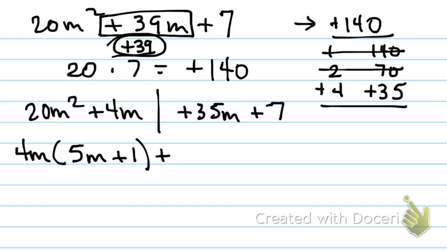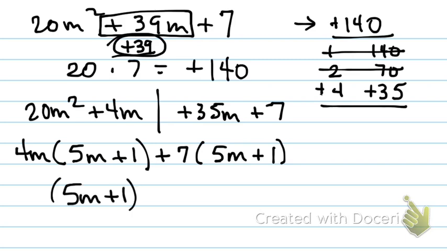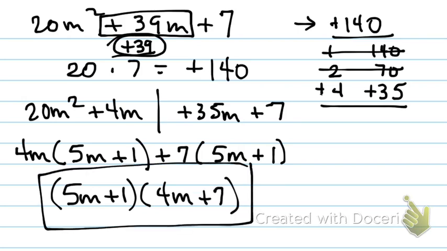We'll divide into 35 and 7. 7. Divide that out, you get 5m plus 1. What do you notice about the parentheses? They have to be the same. So we're going to get 5m plus 1 times what? And that's your completed answer.